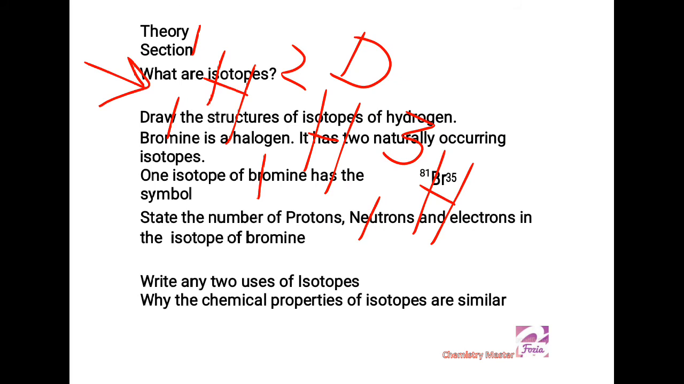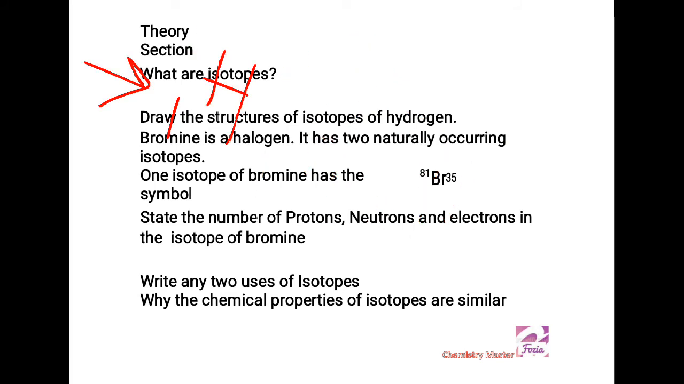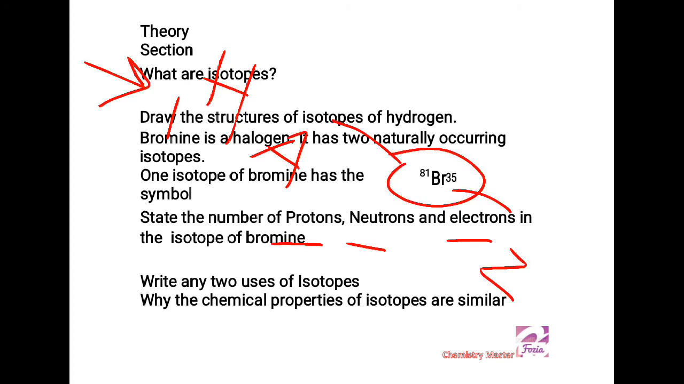The next part is: one isotope of bromine has the symbol Br, 35 is its proton number and 81 is its mass number. So now you can calculate the protons, neutrons and electrons in this isotope.